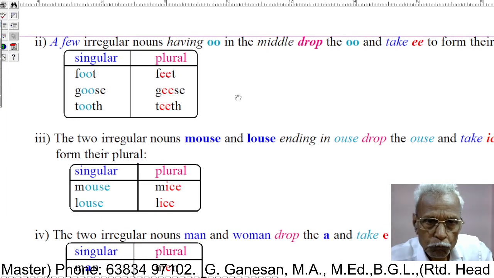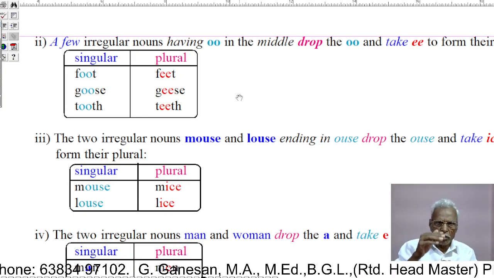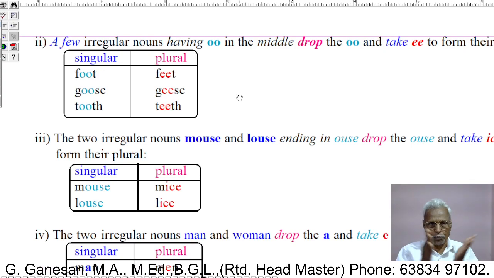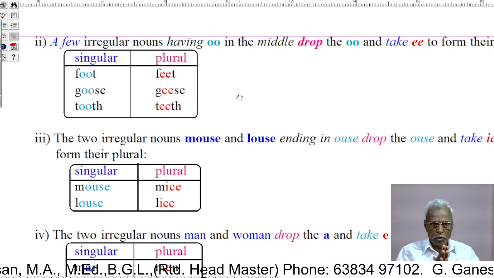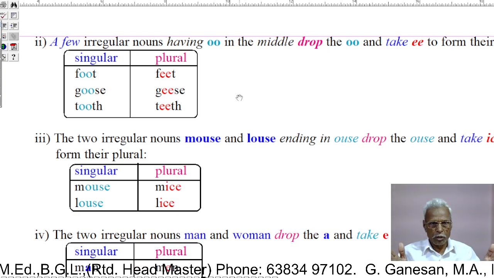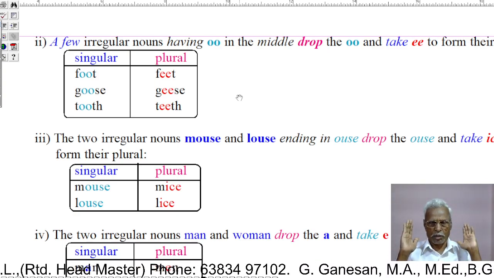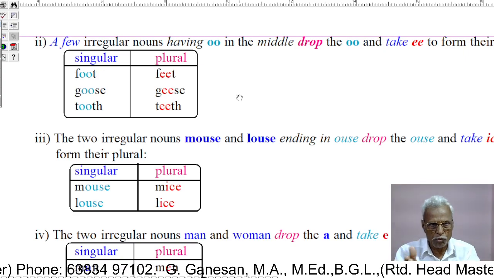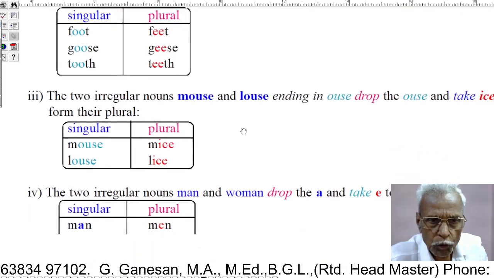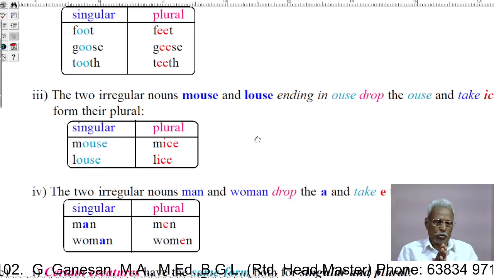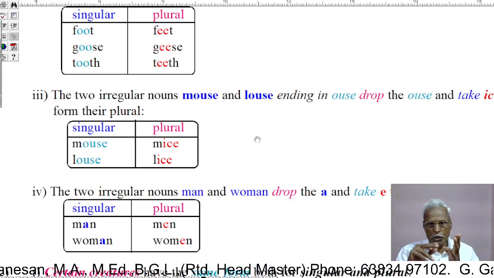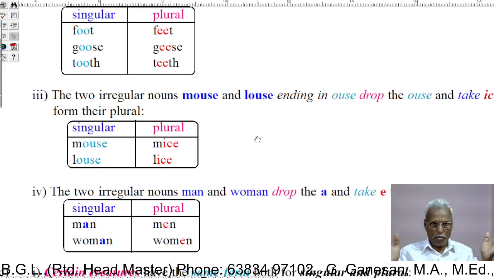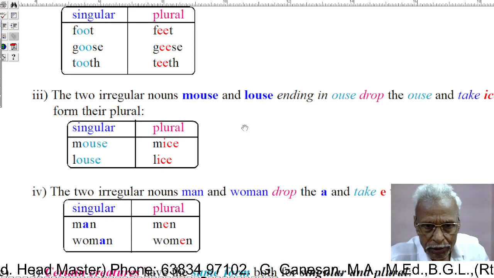Then rule 2. A few irregular nouns having a double O in the middle drop the double O and take EE to form their plural. Example: foot, feet; goose, geese; tooth, teeth. A few irregular nouns only, not all nouns having a double O in the middle. Then two irregular nouns, mouse and louse, drop the OUSE and take ICE to form their plurals. Mouse, mice; louse, lice.